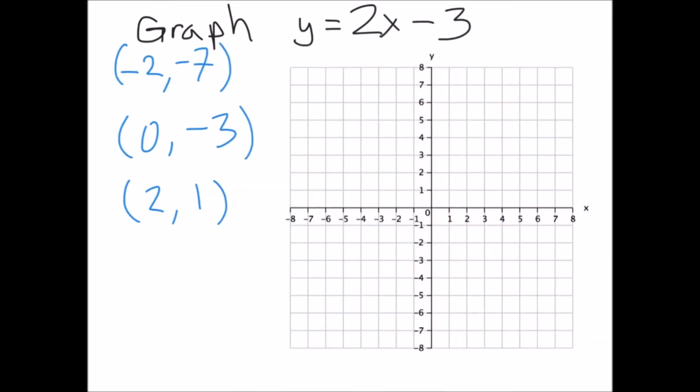Now that we have our 3 points, we can just plot them and basically draw a line through them. So we'll start with (-2, -7). That means we're going to go negative 2, so 2 to the left, and negative 7, down 7. So our point will be right about here.